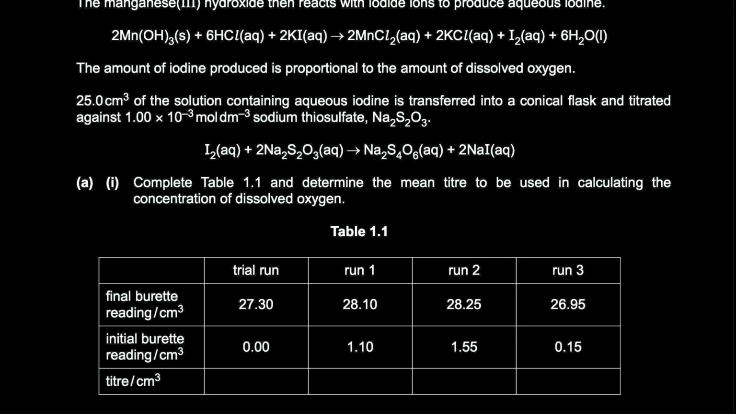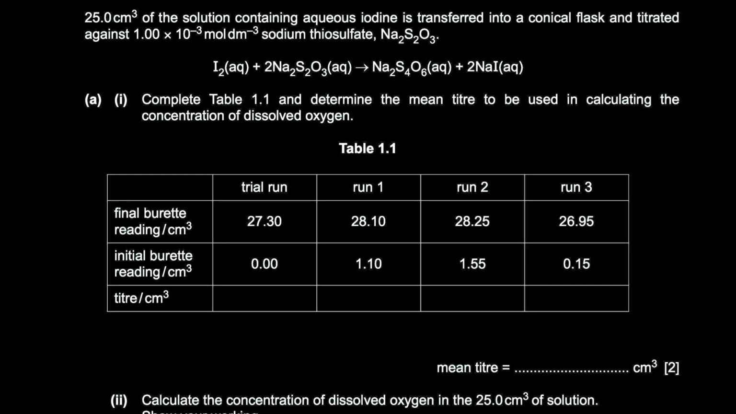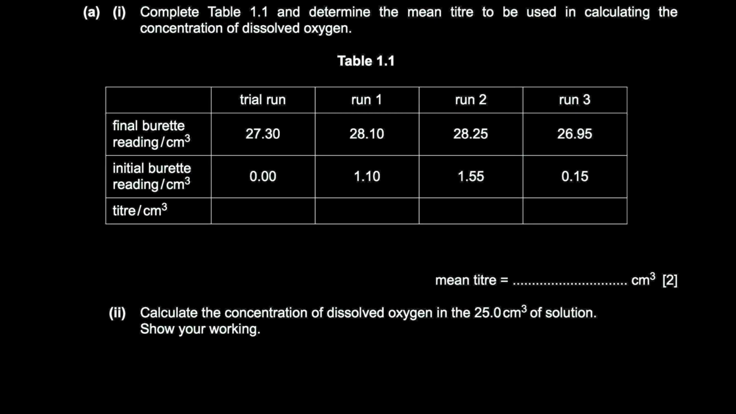Complete table 1.1 and determine the mean titer to be used in calculating the concentration of dissolved oxygen. So for the titer value, we're going to take the final minus the initial. So here we get 27.30. Here we get 27.00. We get 26.70 and then 26.80. Make sure you write down all the titer values to 2 decimal places.